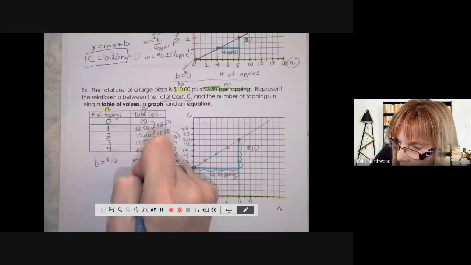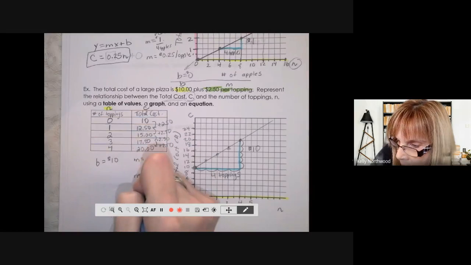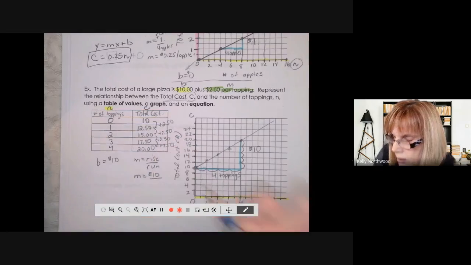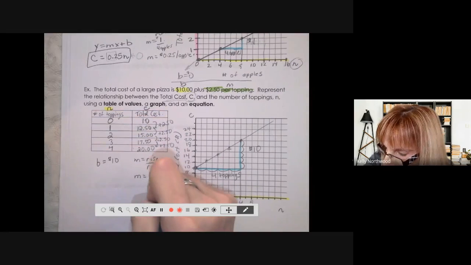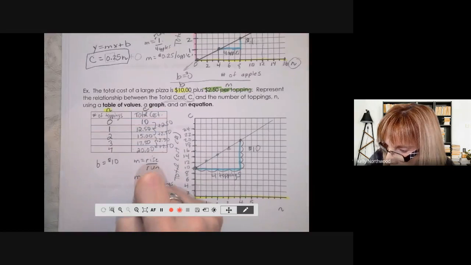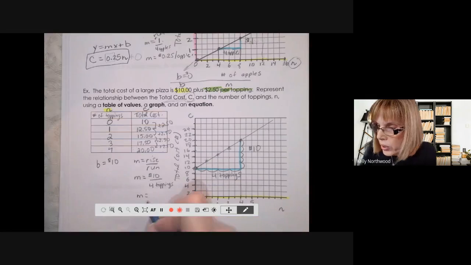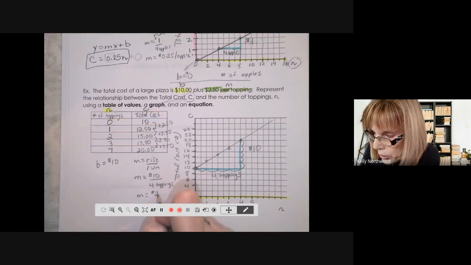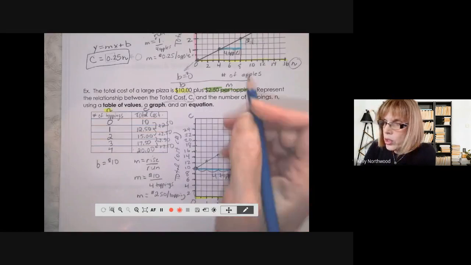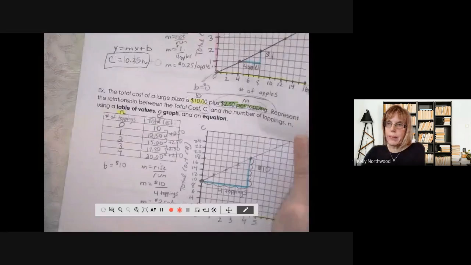So if I'm doing rise over run, my rise is $10 and my run is 4 toppings, which gives me $2.50 per topping. 10 divided by 4, which is what we guessed when we read the question, that it was $2.50 per topping.